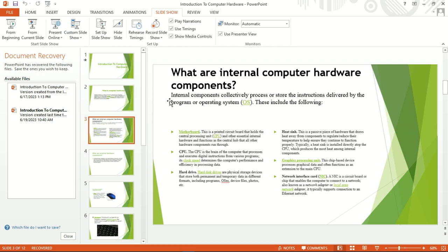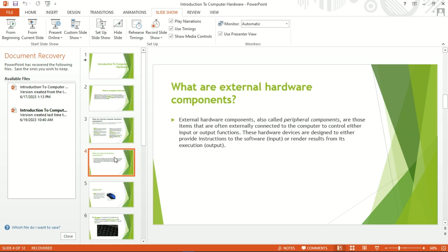Okay, so in computer hardware we have internal components and external components. Internal components are the components that are inside the computer. For example, we have the motherboard, the CPU, the hard drive, the heatsink, the GPU, and also the network interface.